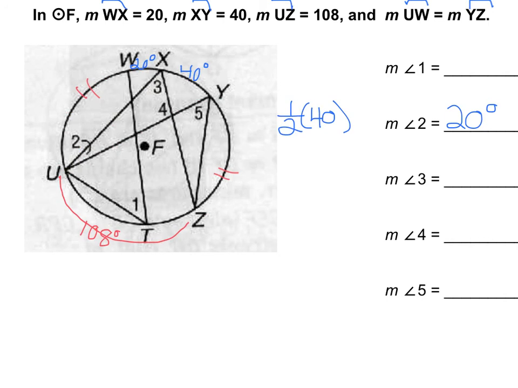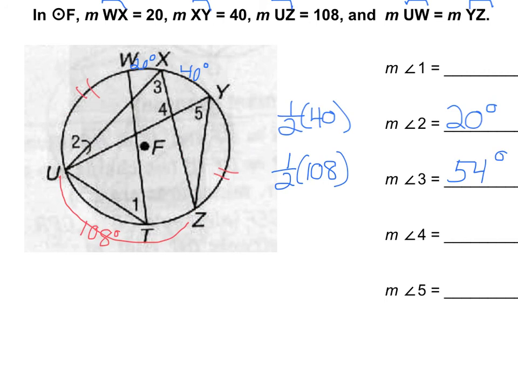Moving on from there, we're going to look at measure of angle 3 next, because angle 3 is inscribed here off of the arc UZ, which we were told was 108. So we're going to cut 108 in half, and we're going to get 54 for the measure of angle 3.